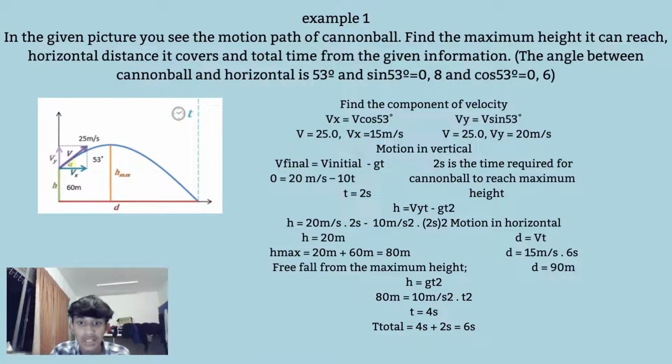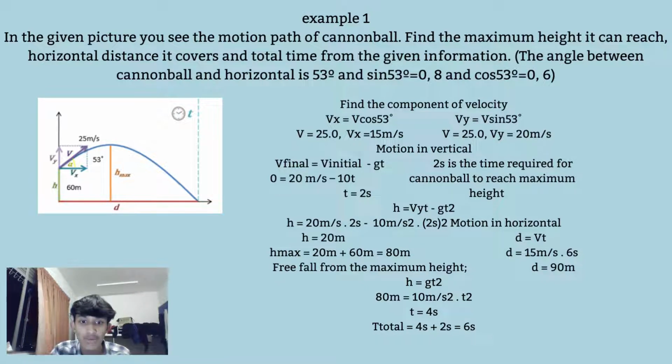Then in the vertical motion, we need to find the time required for the cannonball to reach the maximum height. The equation we will use is V final equal to V initial minus GT. Then we substitute the values into the equation and we get the time required to reach the maximum height, which is 2 seconds. After that, we use the equation h equal to Vy t minus half g t squared. Then we substitute the values and we get the height, which is 20 meters. So the maximum height is 20 meters plus 60 meters equal to 80 meters.